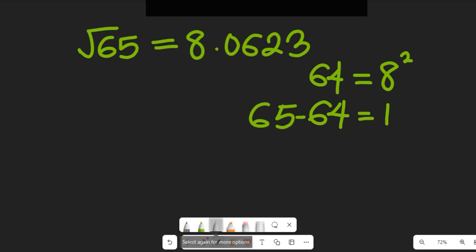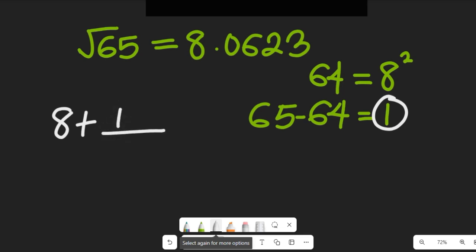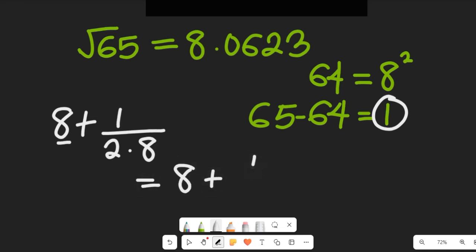So what we are going to do is take the value 8 plus the difference between the original value and the perfect square, which is 1, divided by 2, which is always constant, multiplied by this value, which is 8. And when you do that, this becomes 8 plus 1 divided by 16.